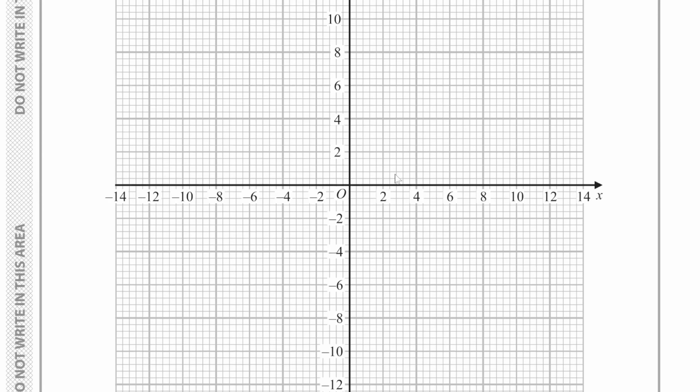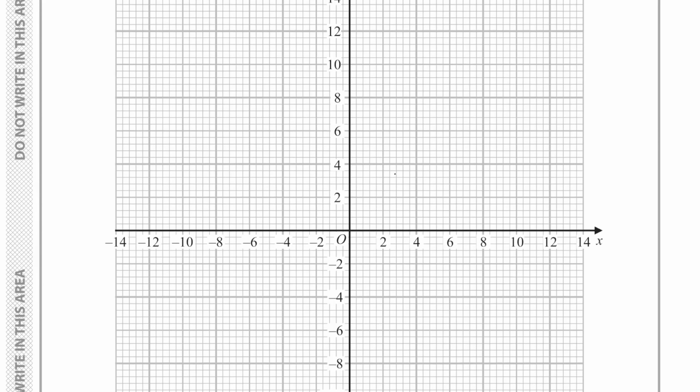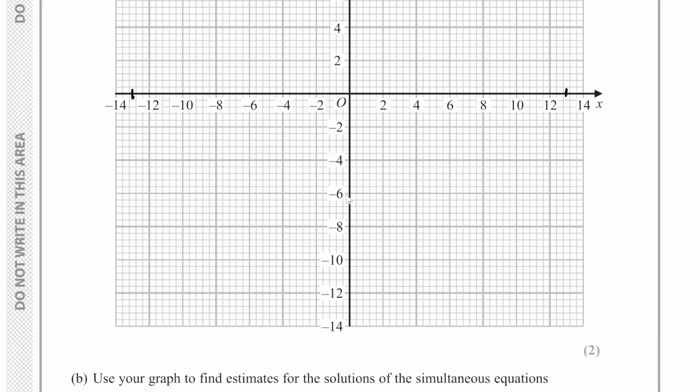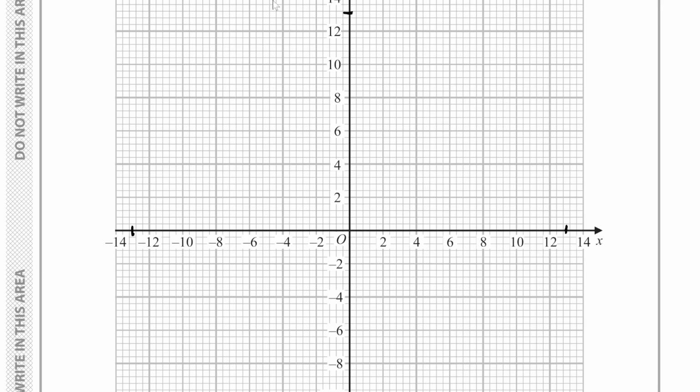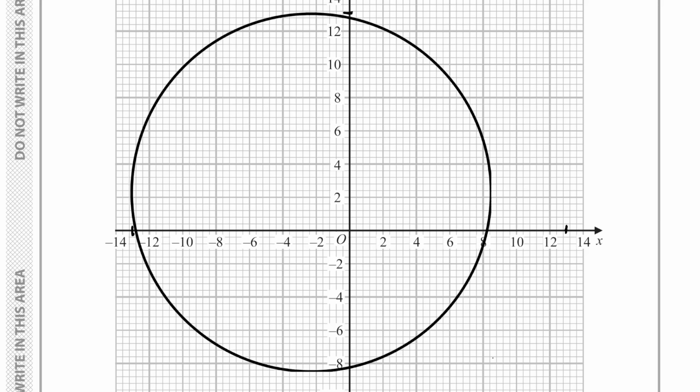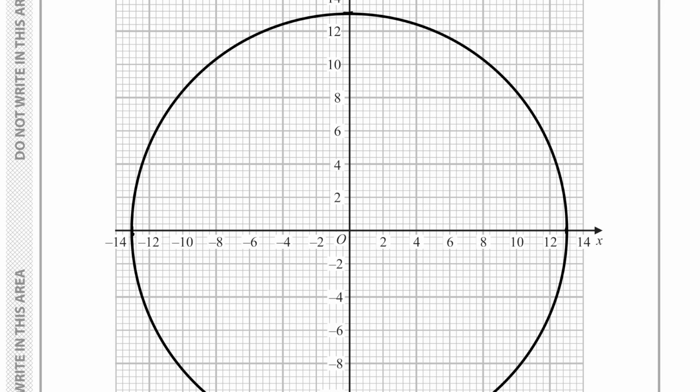So our circle's centre is the origin. So it's going to be at 13, 13, negative 13, negative 13. And we just need to draw the circle. So there is our circle.